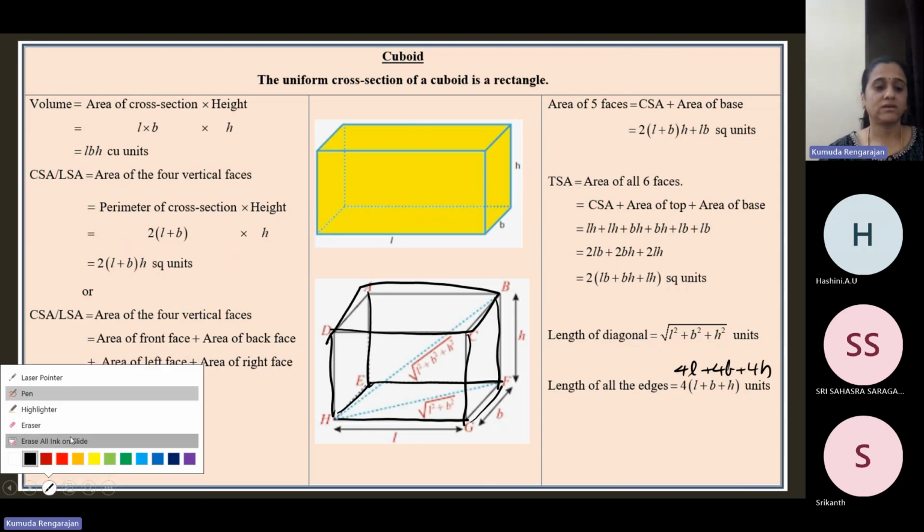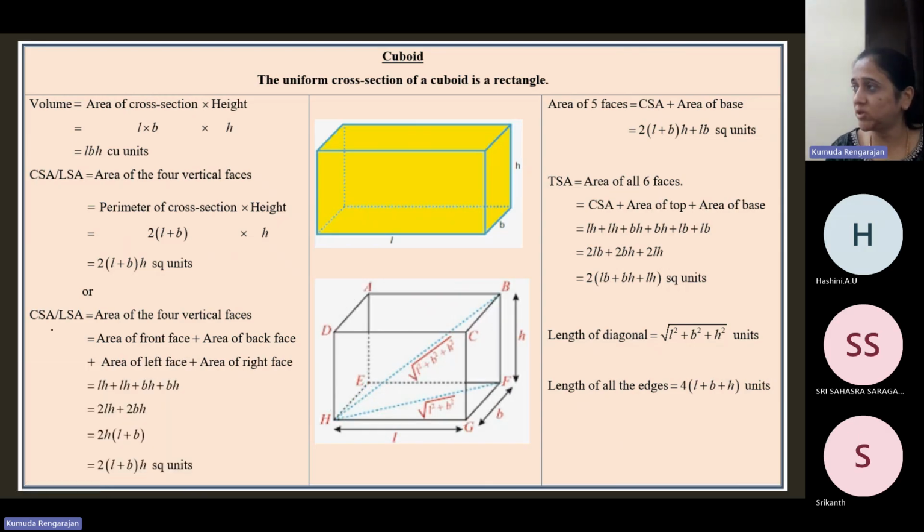Its length. Volume is expressed in cubic units. Area is expressed in square units. Length is expressed simply in units, so many meters, so many centimeters, like perimeter. Area in square units. Volume in cubic units. So that's about cuboid.